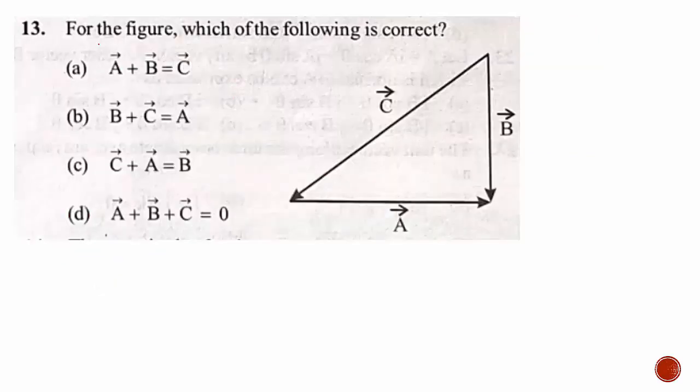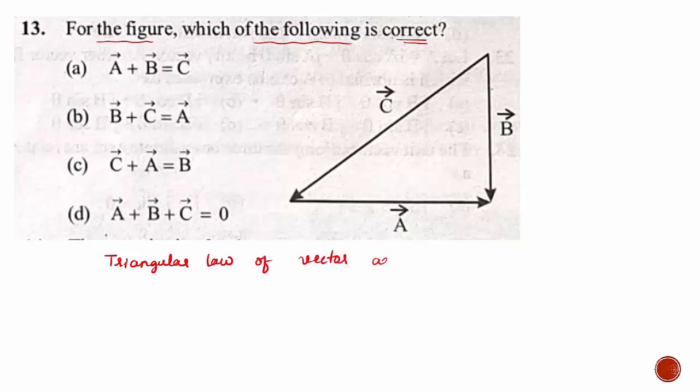13th question. For the figure, which of the following is correct? Here the direction is very important. Arrow mark is very important. In which direction actually are the vectors moving? Observe here. We can use the triangular law of vector addition. Which law can we use here? Triangular law of vector addition. If two vectors are represented by the sides of a triangle, then the resultant is represented along the third side of the triangle in the opposite direction.